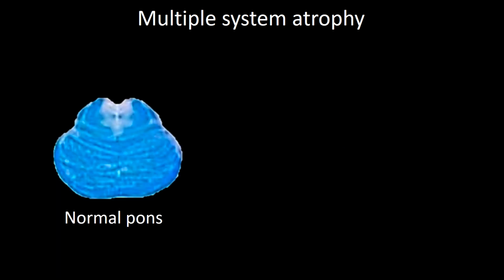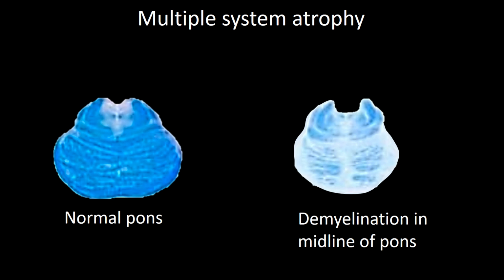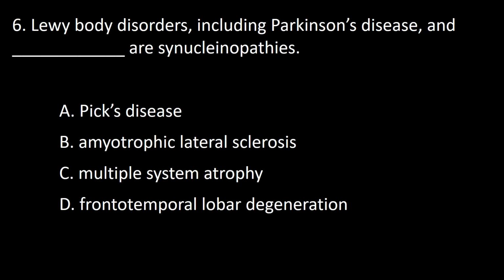This frame shows a normal pons at the level of the previously shown MRI, and by the side a pons at a similar level with evidence of demyelination producing the MRI hot cross bun sign which I just mentioned to you. This finding is not pathognomonic for this condition, but is frequently found in it. So the answer to this question is C.